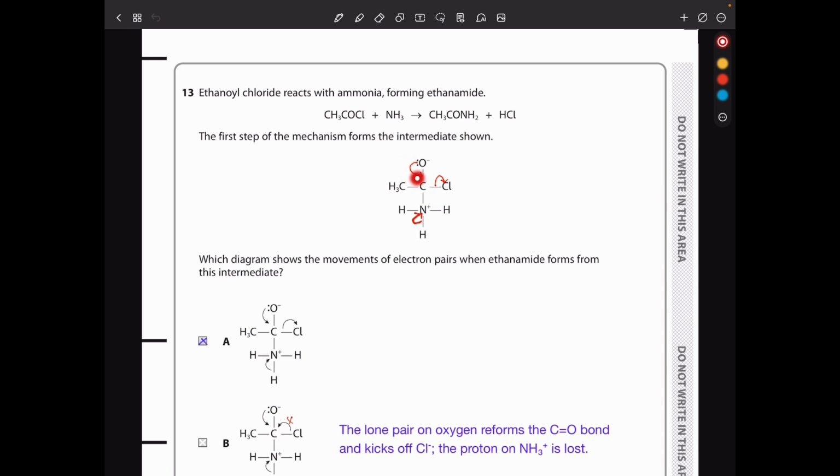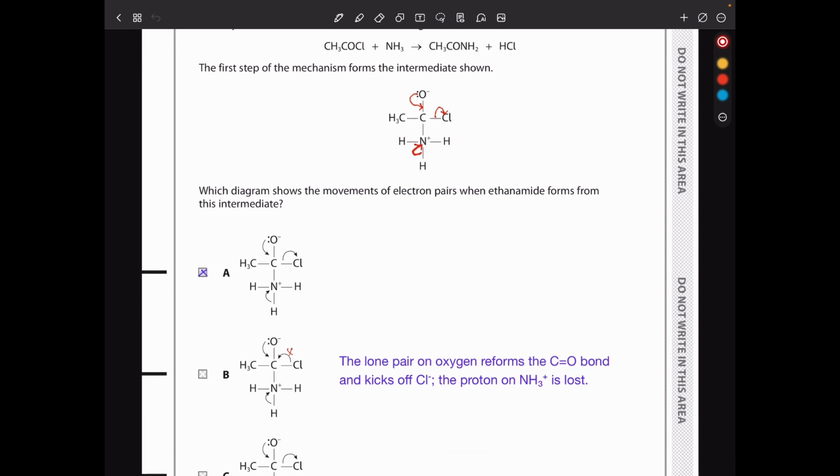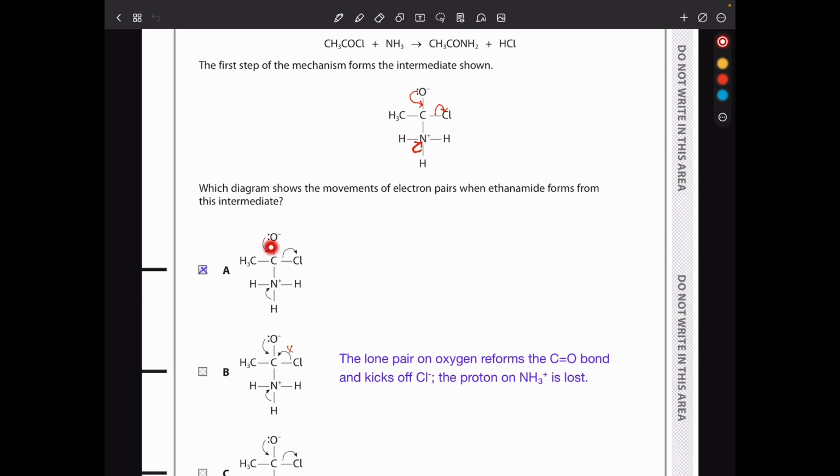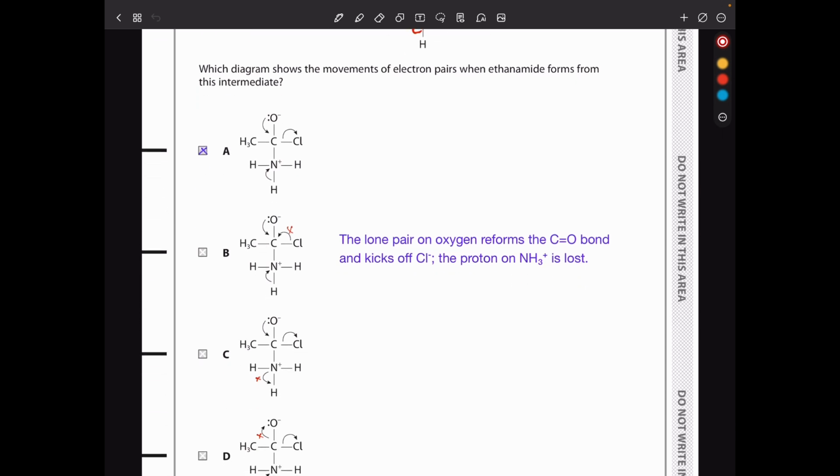So these electrons are returned to form the double bond. This goes away, and then this breaks away to return the lone pair onto nitrogen. So A is going to be the answer. This one returns the double bond, that breaks off, and then this bond returns the electrons in the bond towards the nitrogen, regenerating the lone pair on the nitrogen.